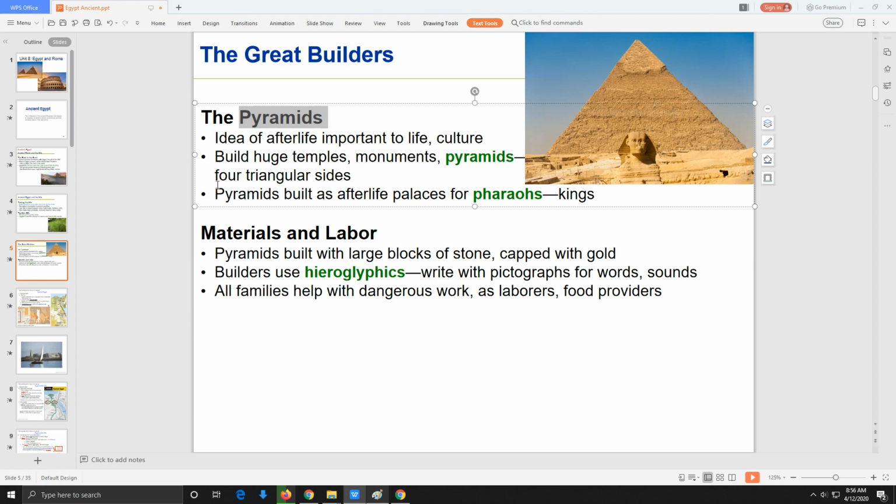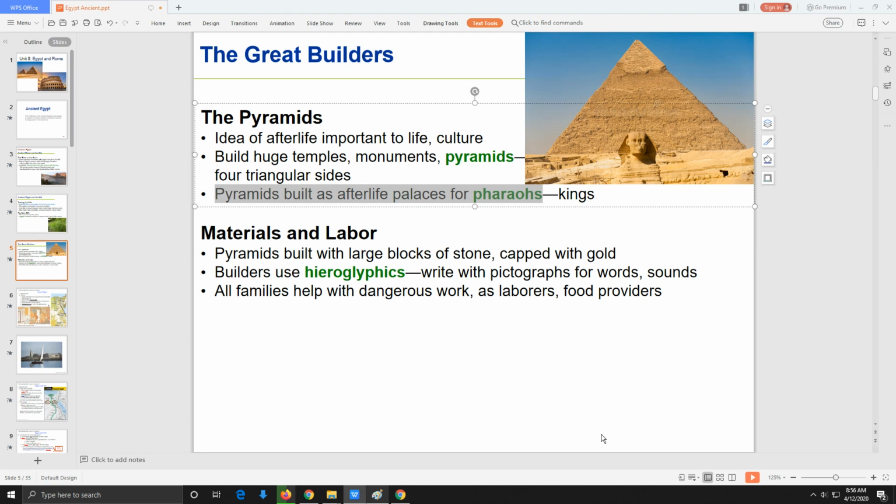Go ahead and make a one, and we're gonna write down one. Pyramids built as afterlife palaces for pharaohs. So as I was saying, the pyramids are built as these afterlife palaces for pharaohs. And you can see one of the pyramids here in the background.